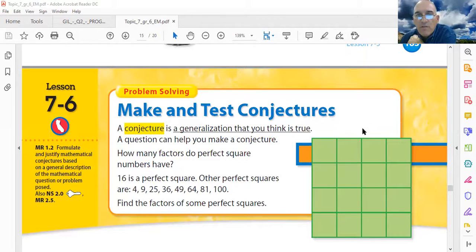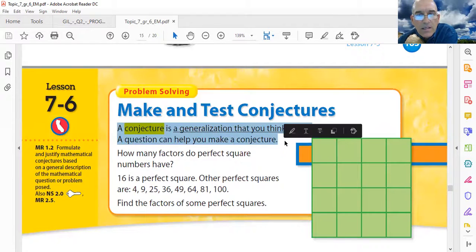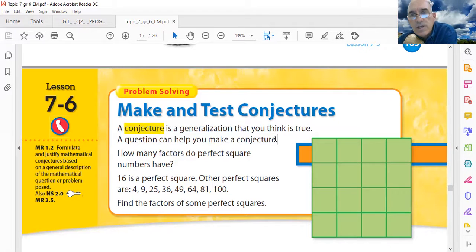I'm going to skip this first problem at the top, but I would like to read this right here. It says, a conjecture is a generalization that you think is true. A question can help you make a conjecture. A conjecture is what you're saying you believe to be true, and then you need to test it.